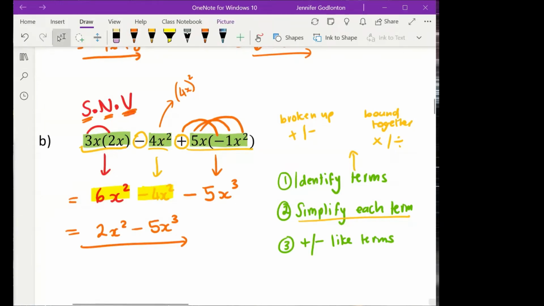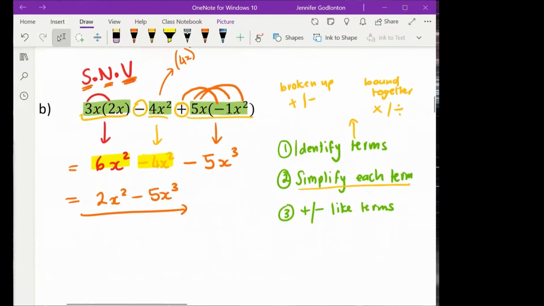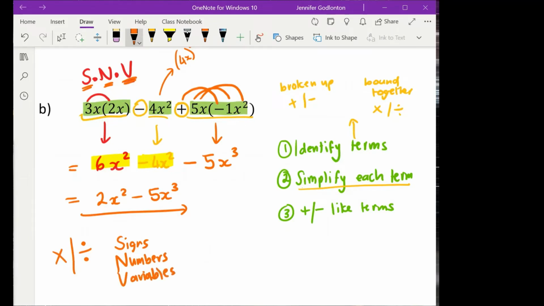Okay, SNV stands for signs, numbers, variables. The S stands for signs, the N stands for numbers, the V stands for variables. And when we're timesing or dividing, we always use these 3 letters. It's just a way for us to remember what we need to think about when we are multiplying or dividing.